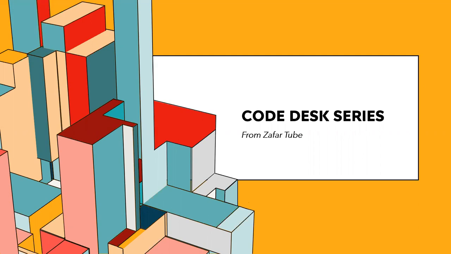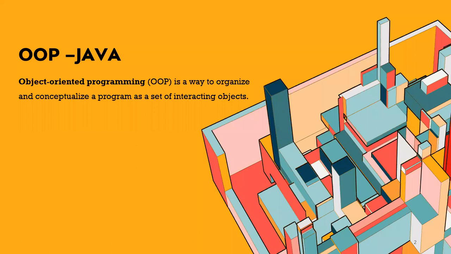Today we are going to talk about object-oriented programming language, and in object-oriented programming, we will see how to code in Java. So here you see on my screen that object-oriented programming (OOP) is a way to organize and conceptualize a program as a set of interacting objects. That means in our programming we interact with some objects.